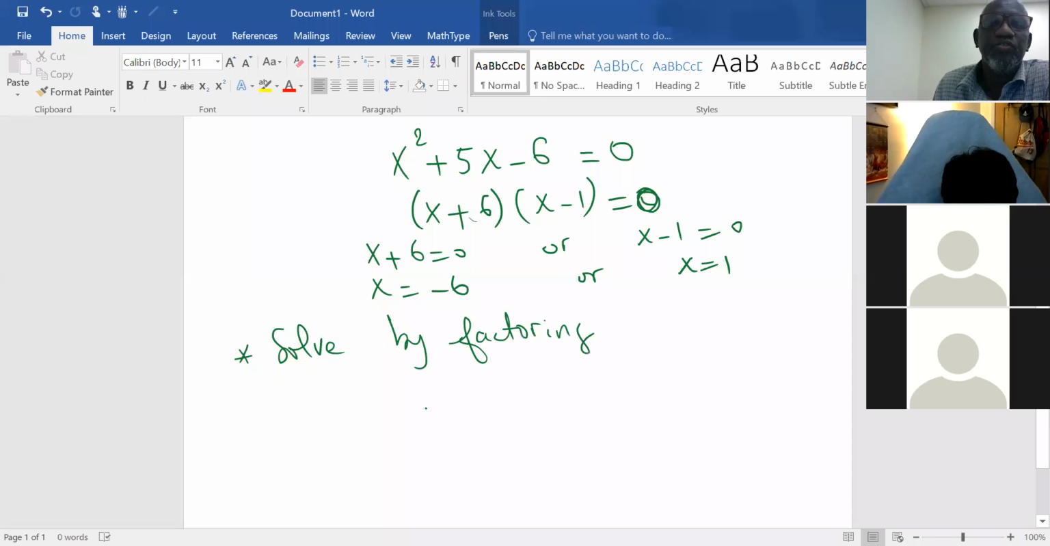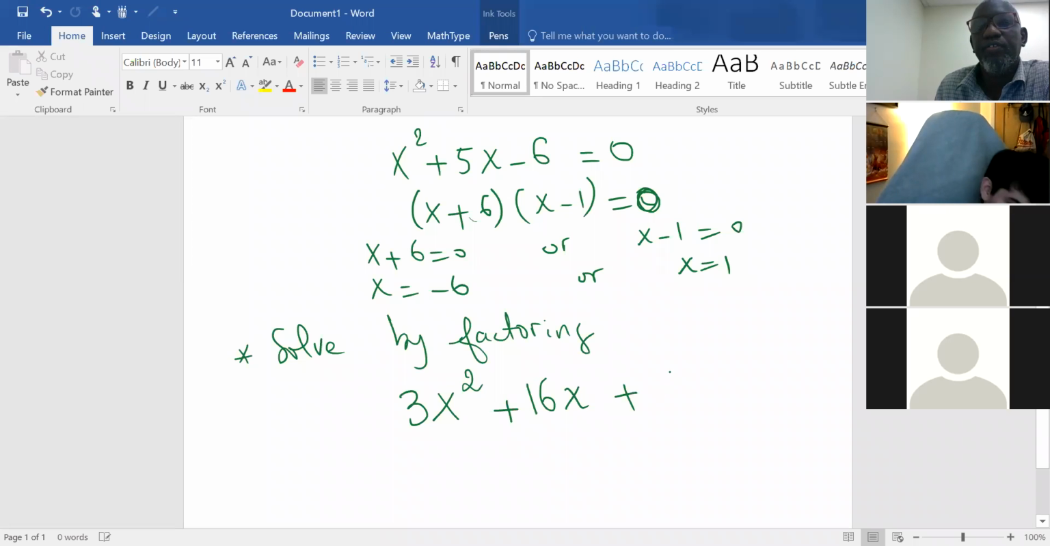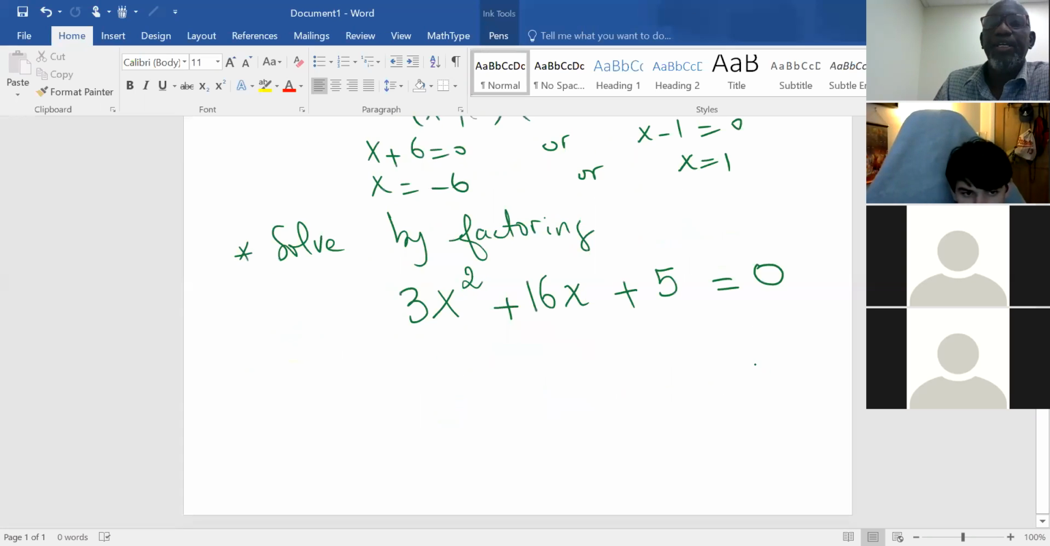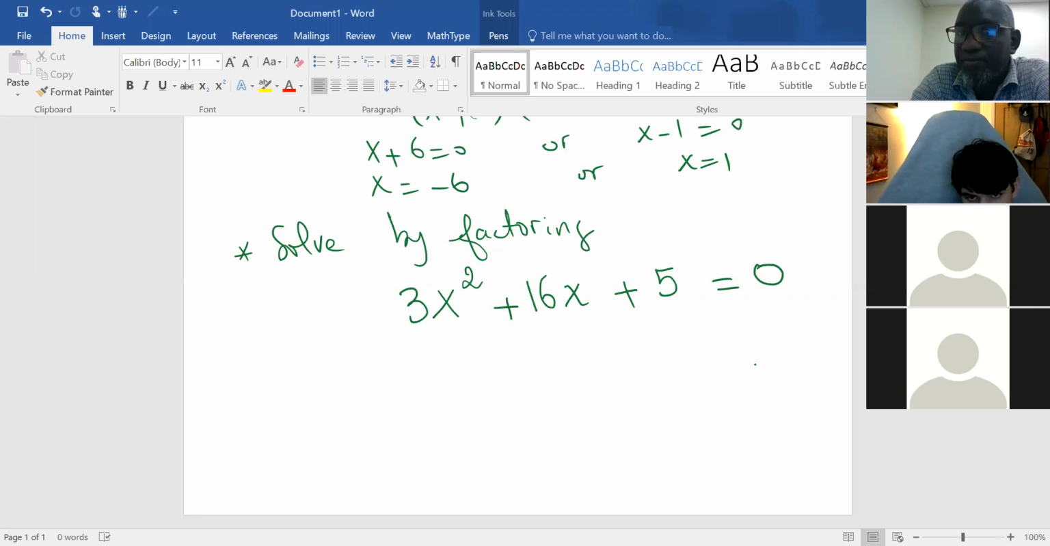If we say 3x squared plus 15x plus 5, and here we say solve by factoring. Basically, we are not given any other choice. We are not given the choice of the method. We are told to do it by factoring, right?